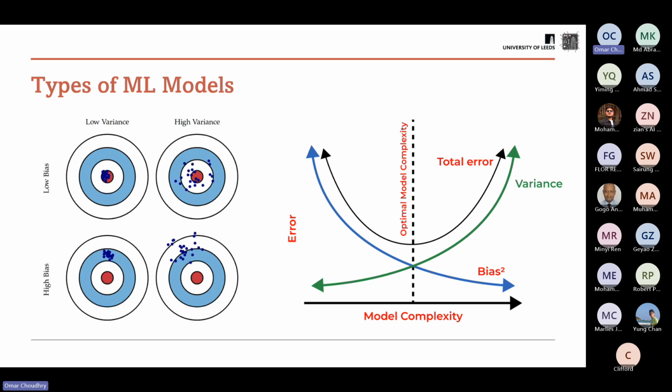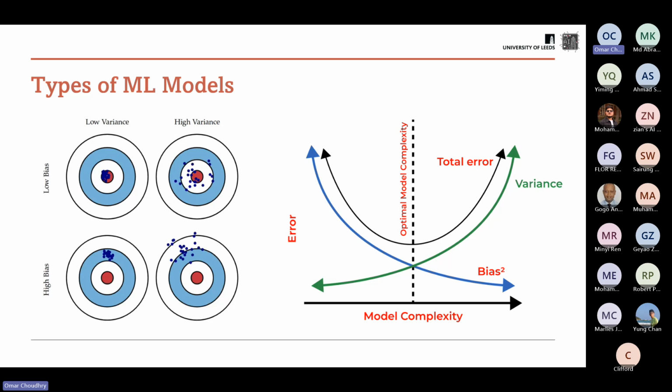In the top left, what you see is a very good model. The predictions are very close together and it's very accurate too. In the bottom left, what we see is that, yes, the predictions are close together, but they're off. They're not close to the target, the bullseye. In the top right, the points are generally close to the right answer, but there's too much of a spread. There's too much variance. Variance refers to how spread out your predictions are.